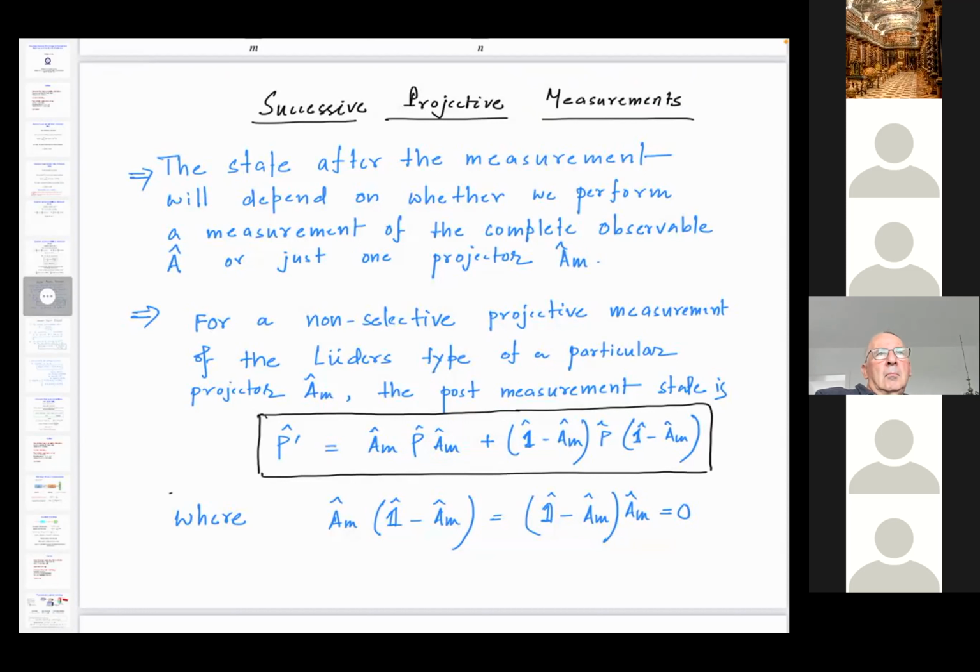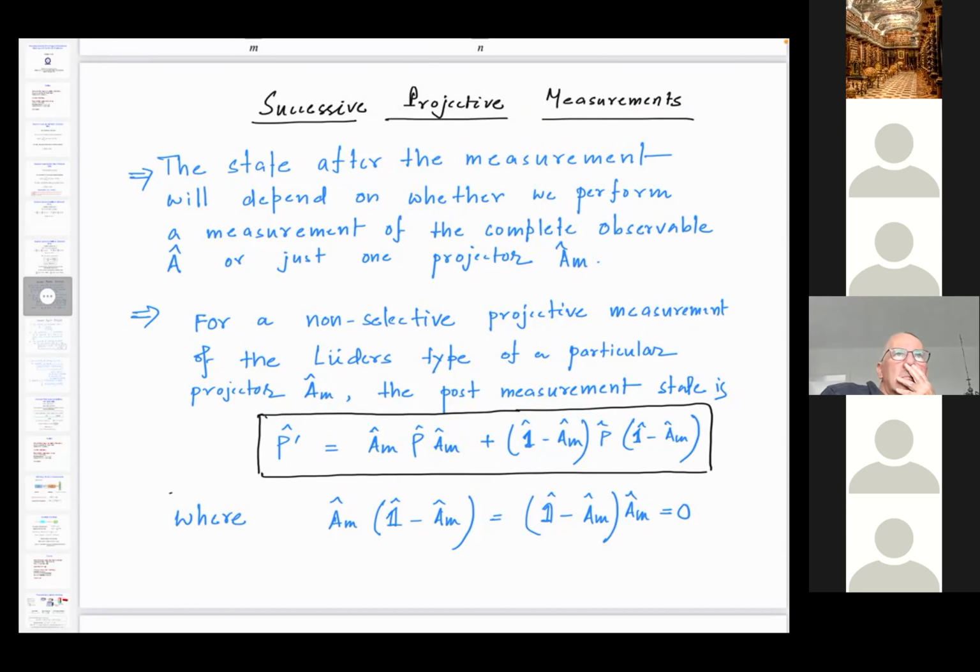The state of the measurement will depend on whether we perform a measurement of the complete observable A or just one projector AM. For the time being, I'm considering only a particular projector, that is AM. For a non-selective projective measurement of the Lüders type of a particular projector AM, the post-measurement state becomes this, rho prime. So AM rho AM is a selective part, and the rest of the part is non-selective. This is why I'm calling it a non-selective state.